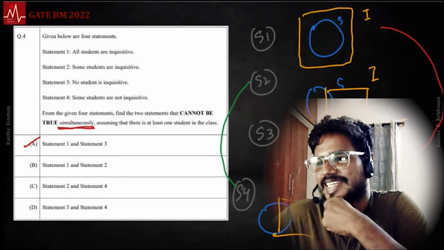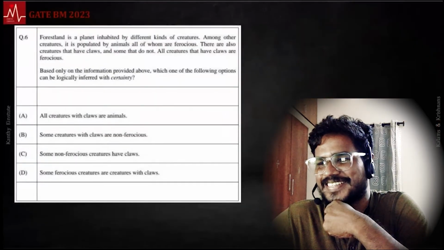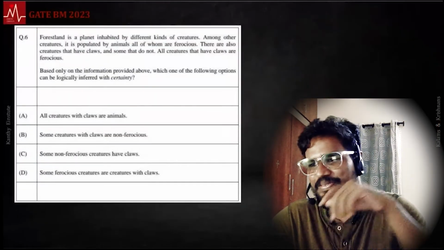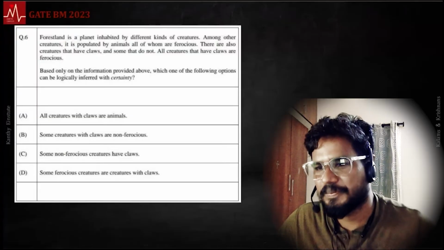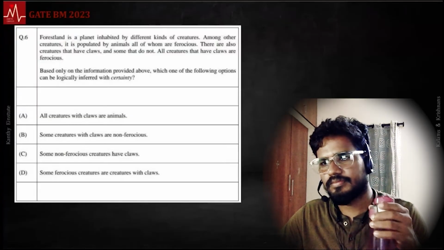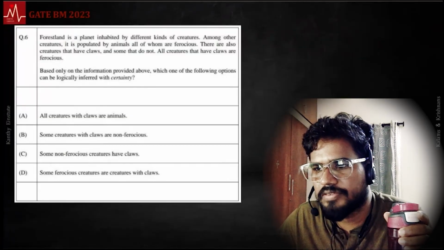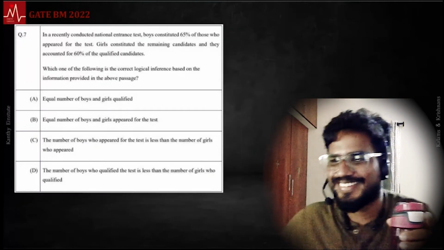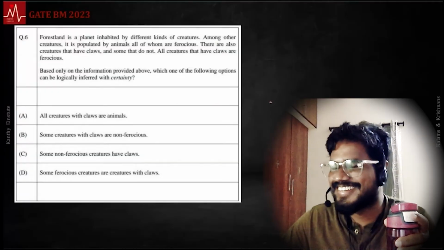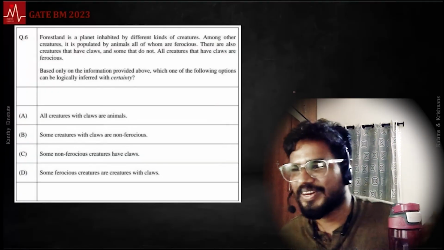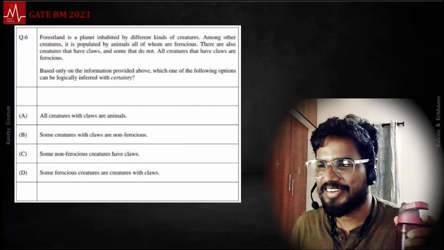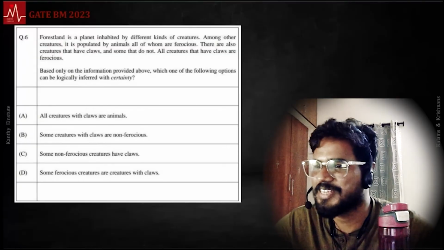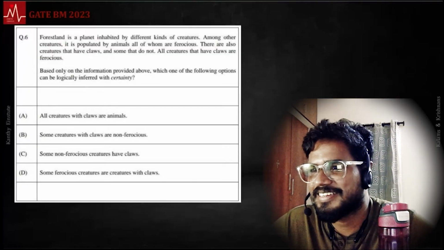This is logically inferred with certainty. Should we go? No, no, no. I see numbers. We are treading somewhere in the middle. The shore is nearby. We can swim and reach there.